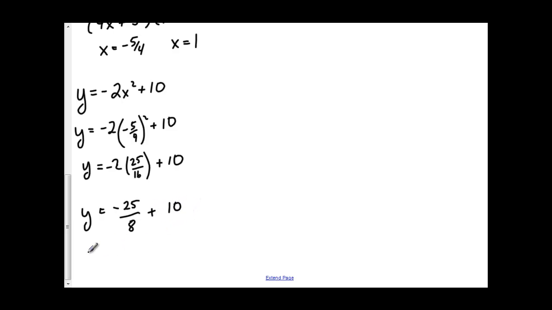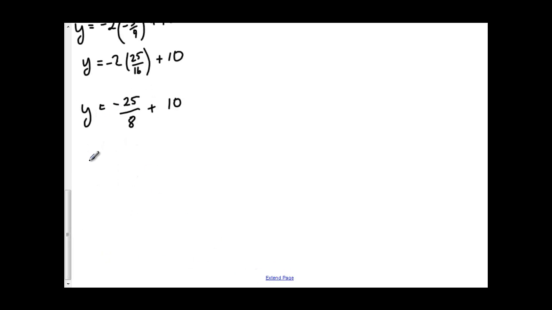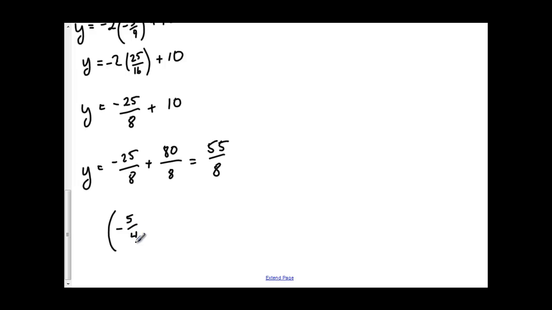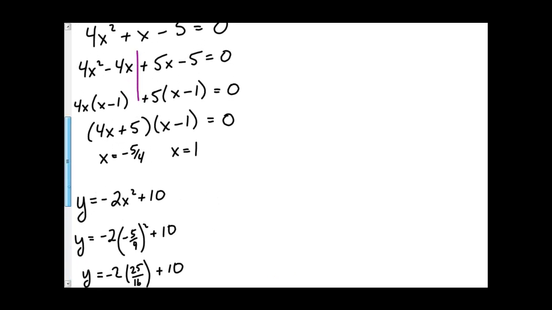plus 10. If I change 10 to something over 8, I'm going to get 80 over 8, which is going to leave me with positive 55 over 8. So my solution to this one is negative 5 over 4 and 55 over 8. So that's my first solution. And I could check that by substituting it back in.